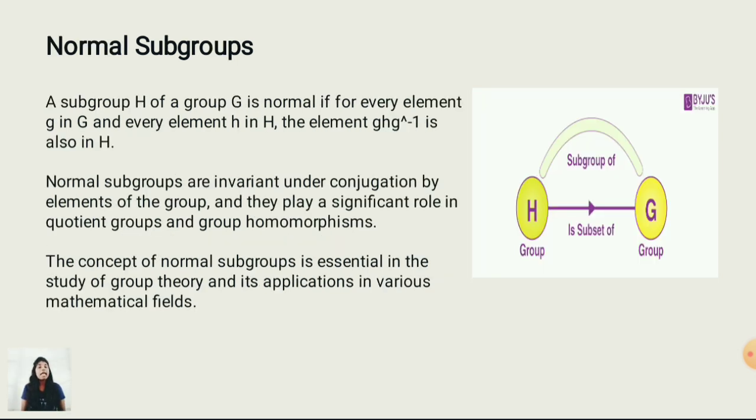Normal subgroups. A subgroup H of a group G is normal if for every element g in G and every element h in H, the element g h g^-1 is also in H. Normal subgroups are invariant under conjugation by elements of the group, and they play a significant role in quotient groups and group homomorphisms. The concept of normal subgroups is essential in the study of group theory and its application in various mathematical fields.